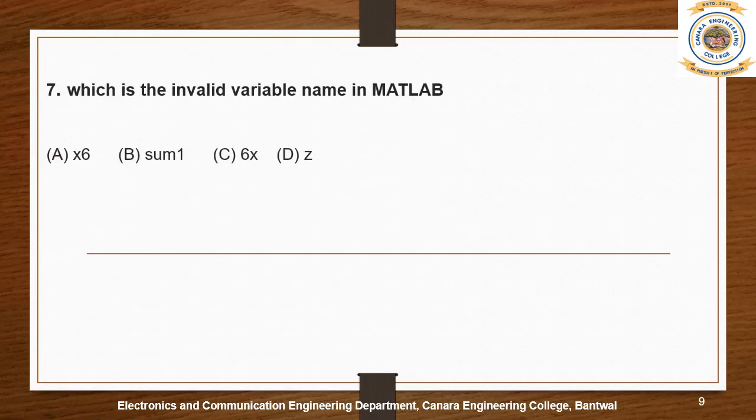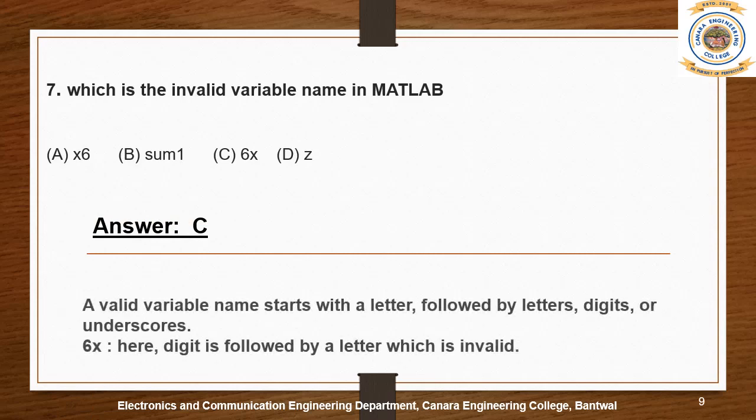Which is the invalid variable in MATLAB? The answer is C, which is 6x. Why? A valid variable name starts with a letter, followed by a letter, digit or underscore. Whereas C, which is 6x, starts with a digit, not a letter, so it is invalid. So the option is C.